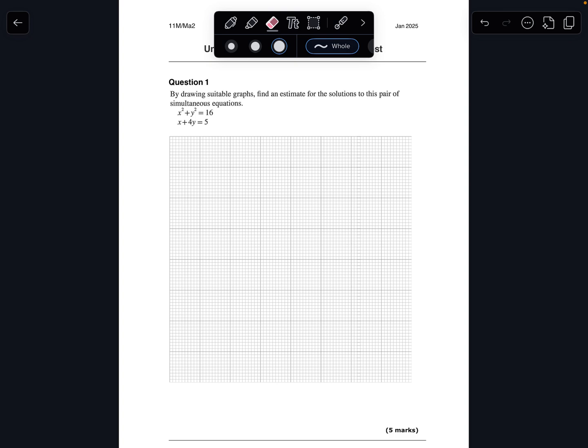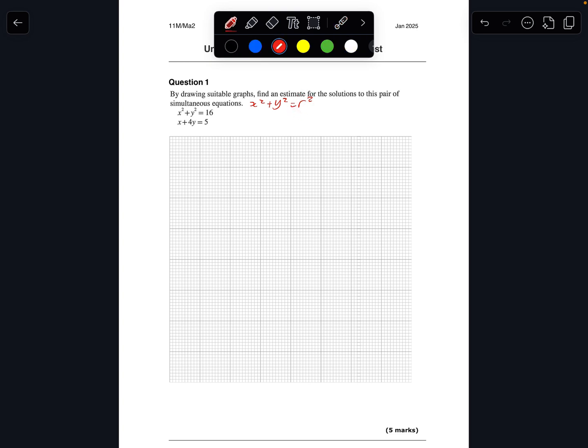By drawing suitable graphs, find an estimate for the solution to this pair of simultaneous equations. So we've got a graphical simultaneous equation, so we need to know what these graphs look like. This first one, I see x squared plus y squared equals 16. As soon as I see x squared plus y squared, I know that x squared plus y squared is equal to r squared. That is the equation of a circle. So if r squared is 16, that means the radius has to be 4. So I'm going to draw a circle of radius 4.